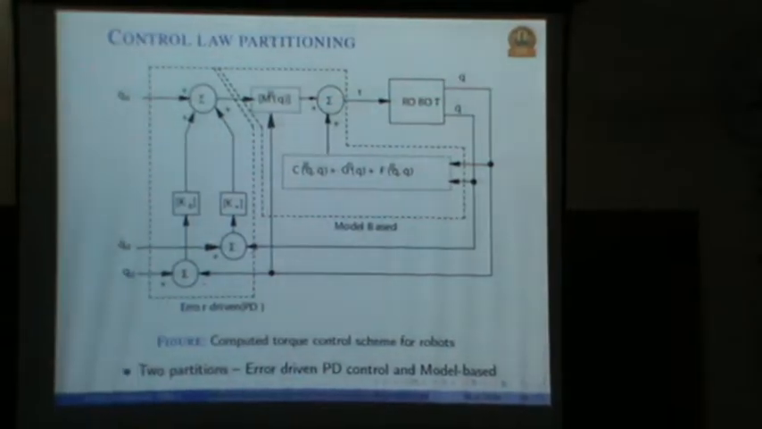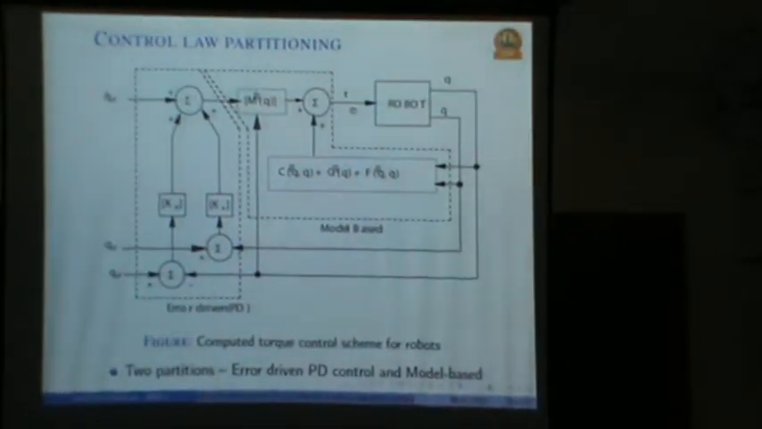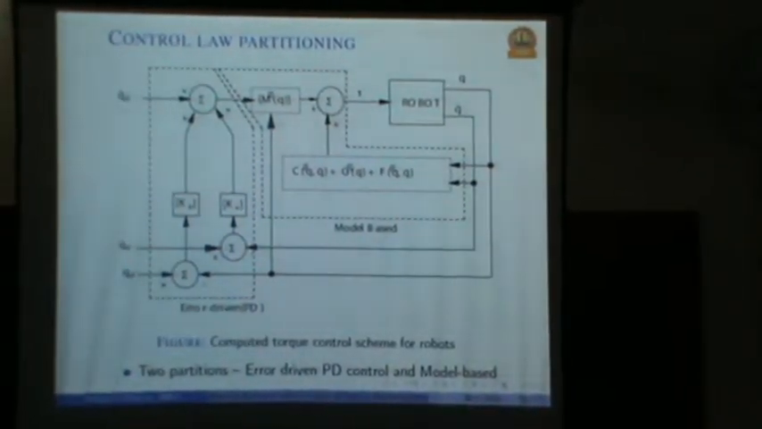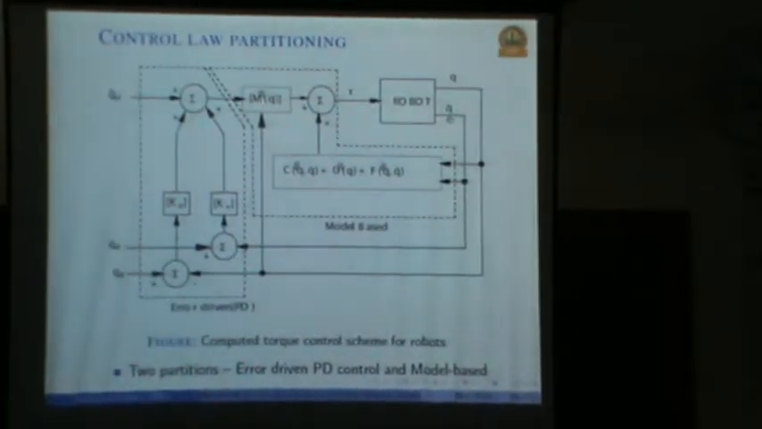So let's look at what this is. This is the important diagram. So I have this robot. There's a torque which is coming from the voltage which is input to the robot. We are measuring Q and Q dot.